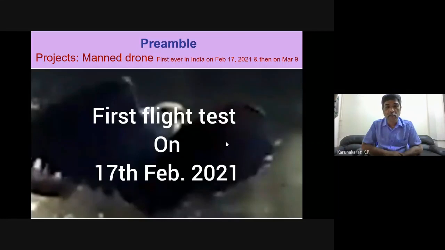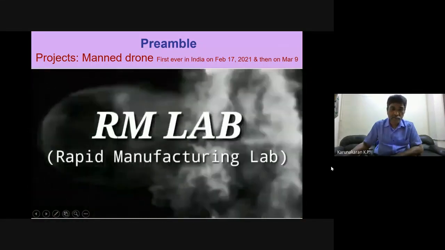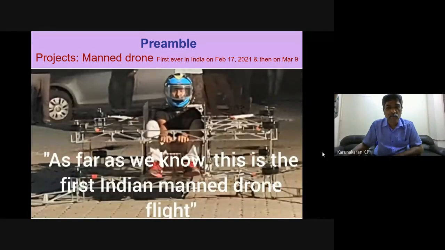Two teams went from IIT Bombay. My team demonstrated this drone, and another team by Professor Arya demonstrated the small fixed wing system. So I can to some extent claim, unless there is some counterclaim, that we are the first to demonstrate a drone in India. Subsequently, I focused on manned drone. I'm going to show here the manned drone that we developed, because a drone is normally looked at as a toy which is fitted with a camera.